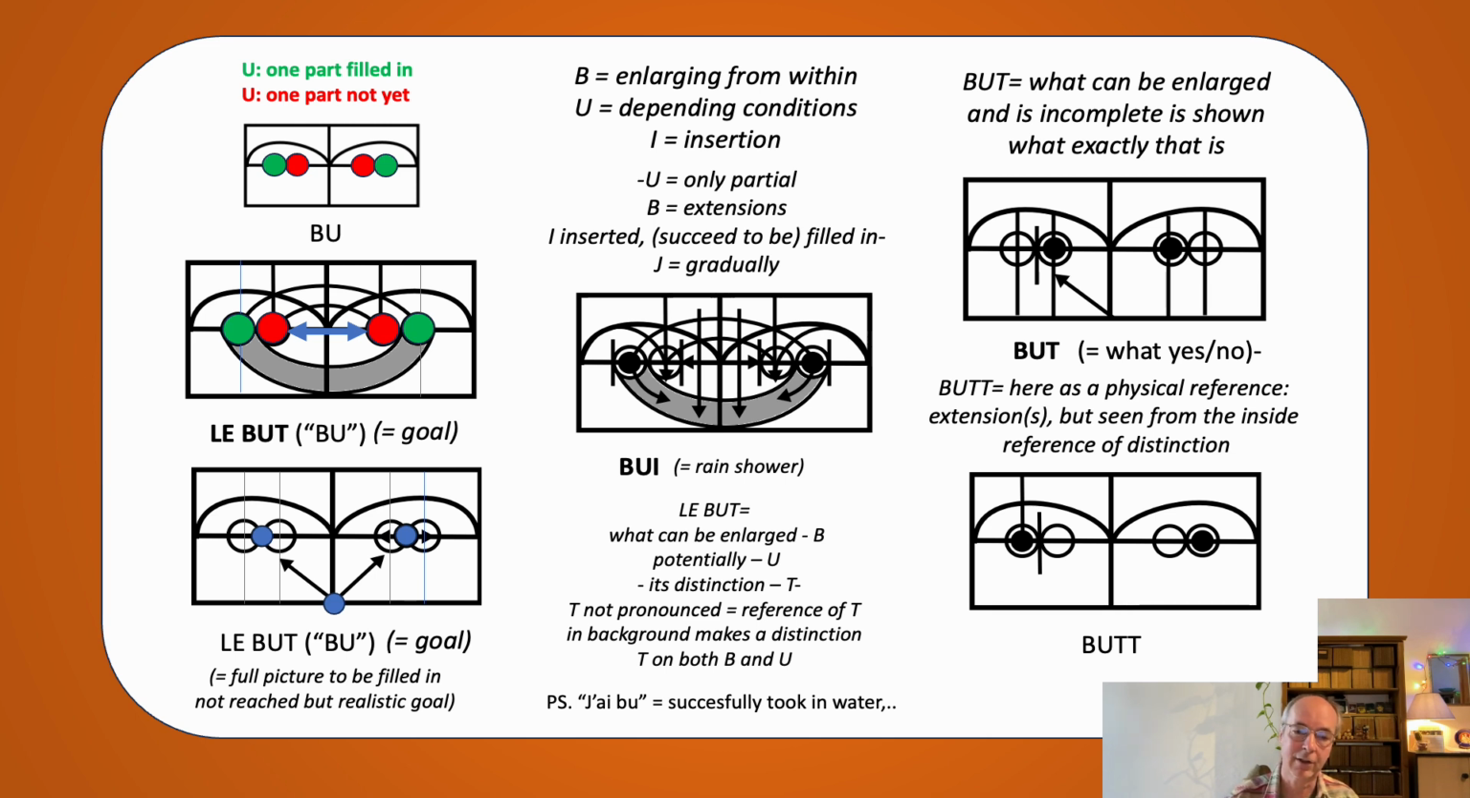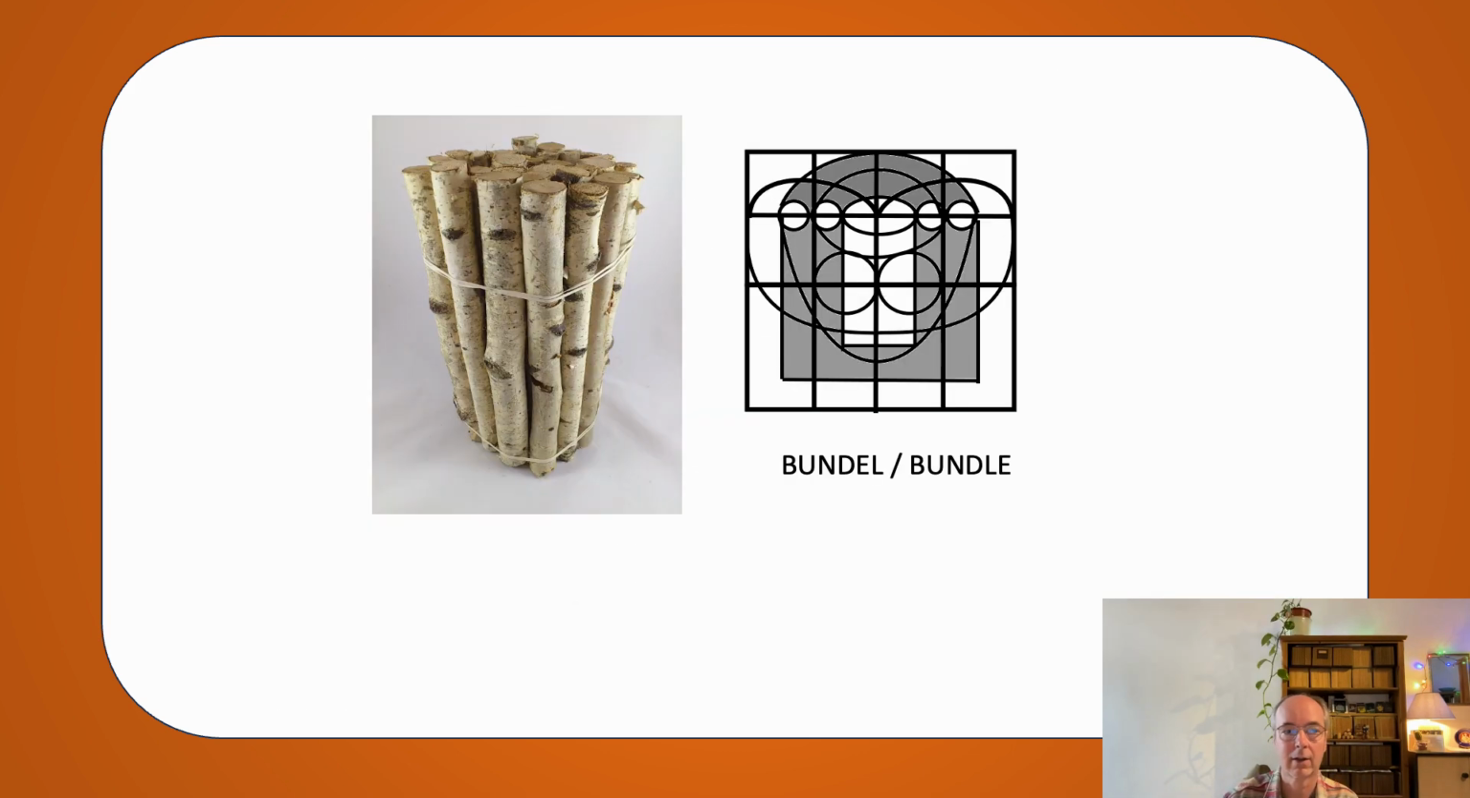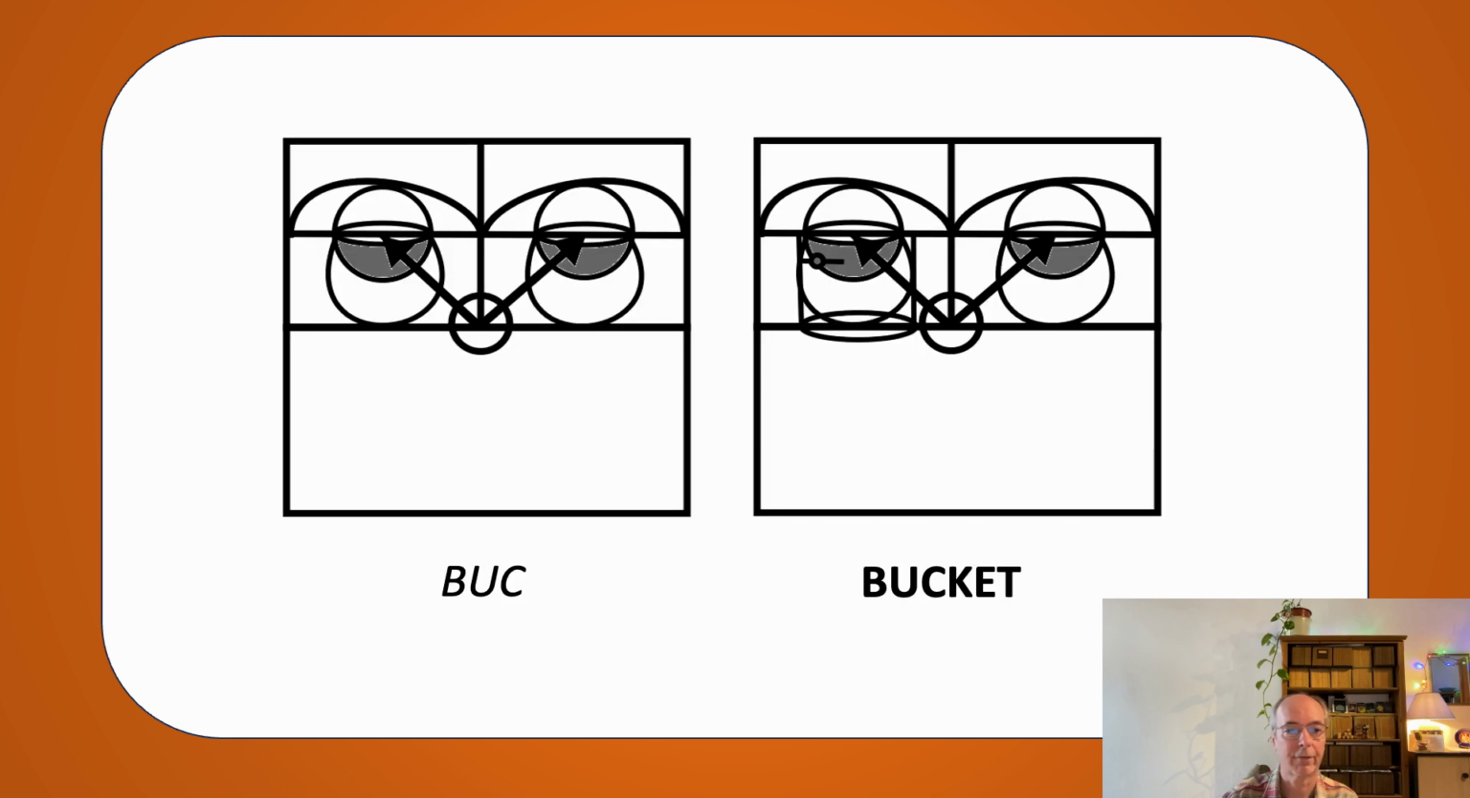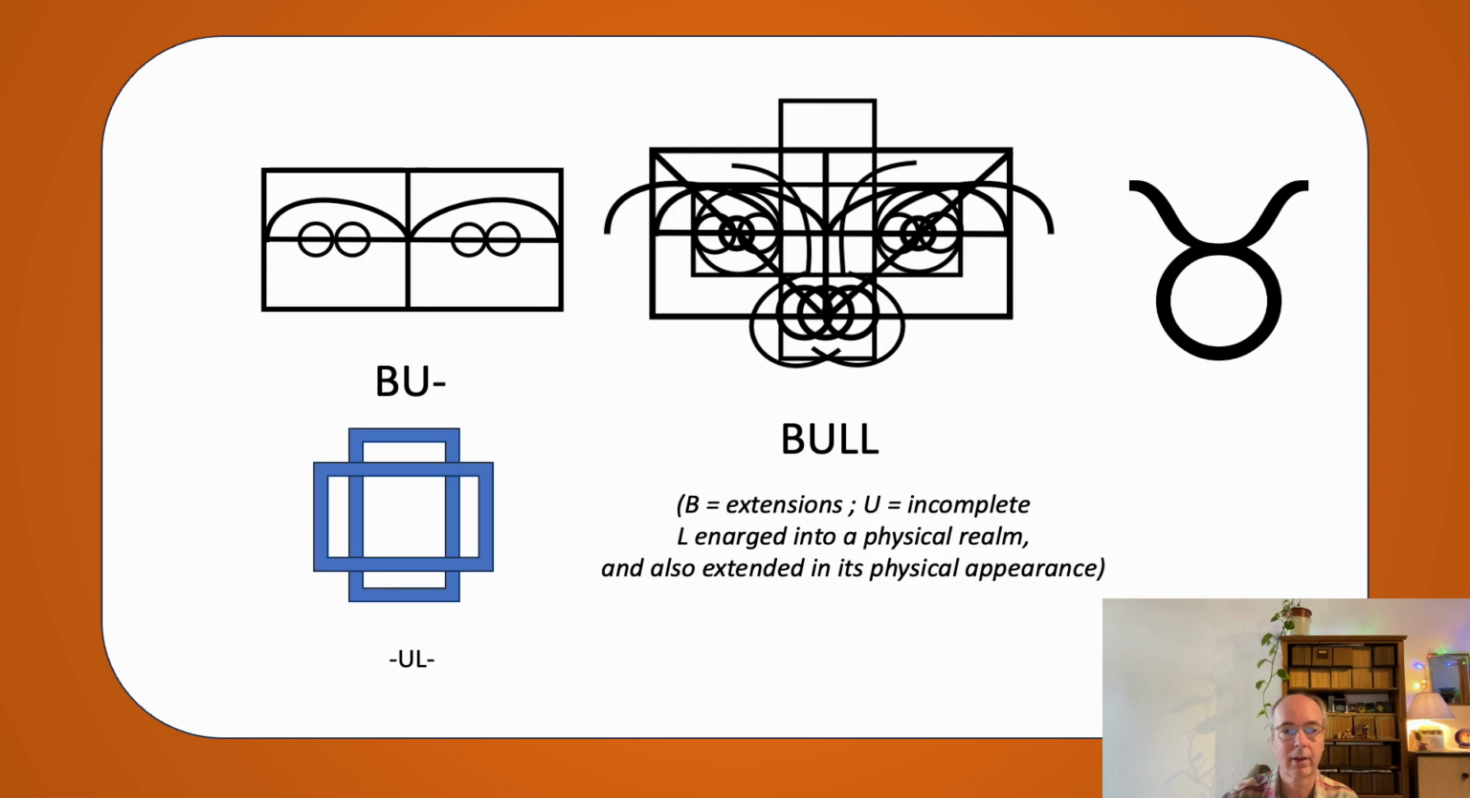Purely physical, it has a physical reference. The but is exactly pointing at the inner side of the extension, not much more than that. Here you have bundle, here you have bucket, and here you have bull. Bull, you have here the B again, and then the L in two directions, again the double L, so it's a two direction. The L is the two-dimensional physical extension here in two directions.